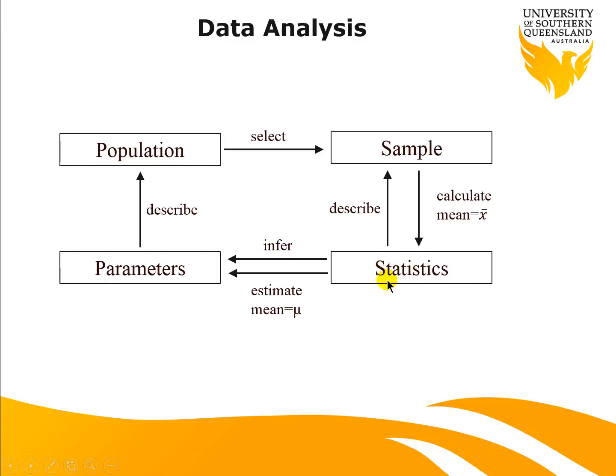Now, from these statistics, we can infer parameters. So parameters are the equivalent to the statistic, but they describe the population. So the parameters are usually a little bit more uncertain. We're sure that this is the mean of this sample, and we're inferring, while allowing for a bit of uncertainty, that this parameter mean describes the population mean.